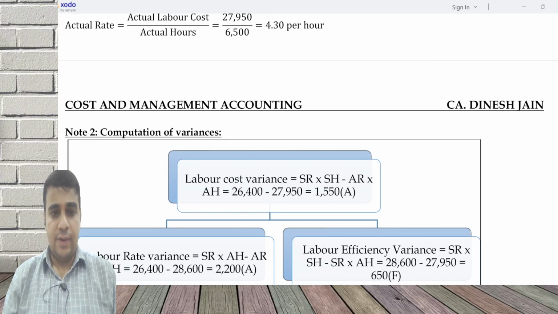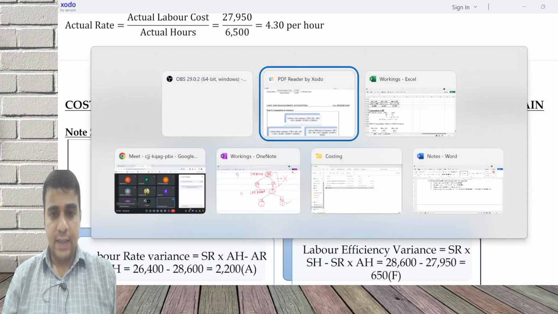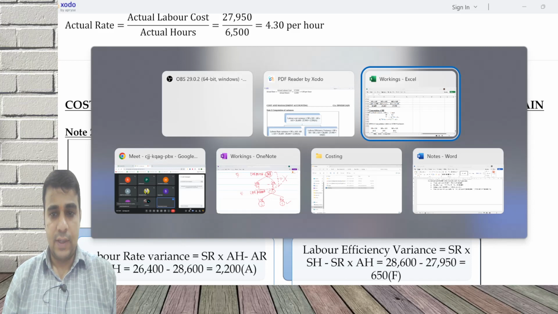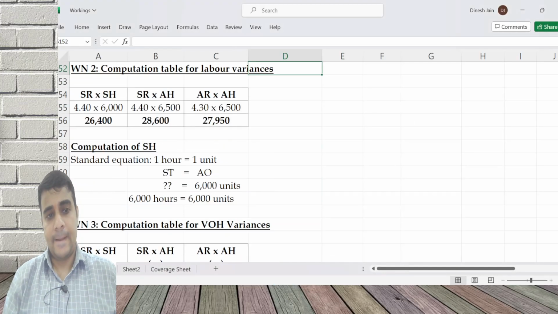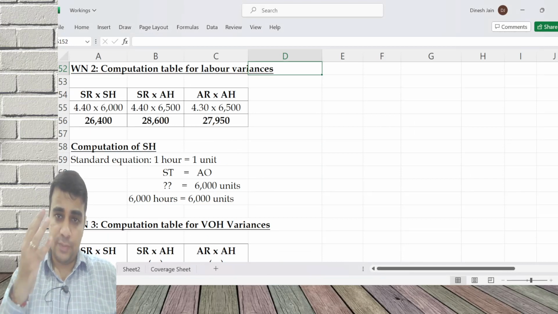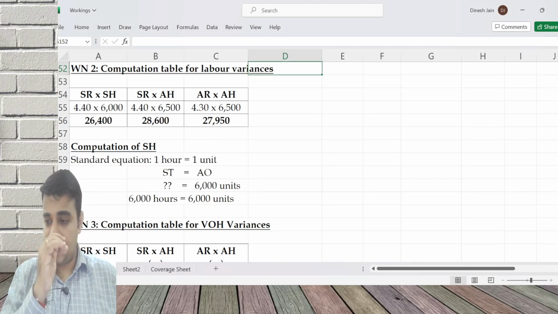In case you have a doubt, let me know. In case you need some more time, then also let me know. These are the three tables. We may have to do 4 tables sometimes. This question has 3 tables.